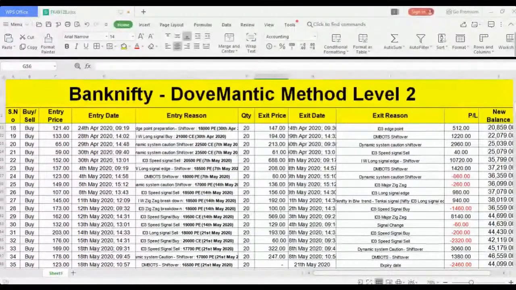So here is 4th May. By 4th May, what happened was the balance stood at 36,359. That was the end of 1 month duration. So this capital becomes my new capital for the next month. So from here, I continue trading. As I continue trading, let me scroll it down.